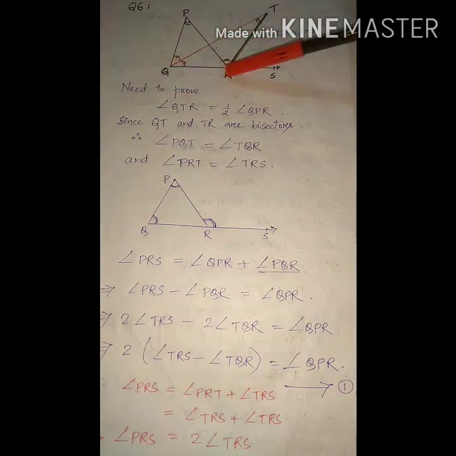PQT is equal to TQR. This one. Similarly PRT, this angle, equals TRS. So that's why we write this.